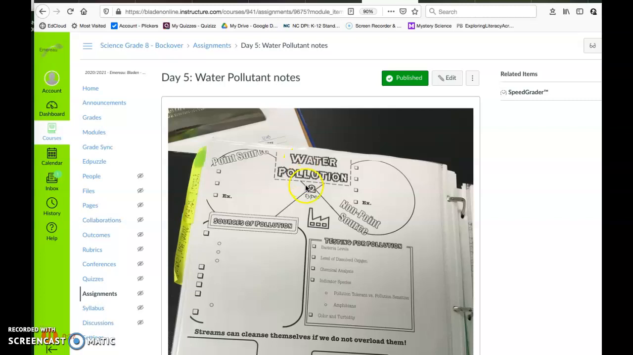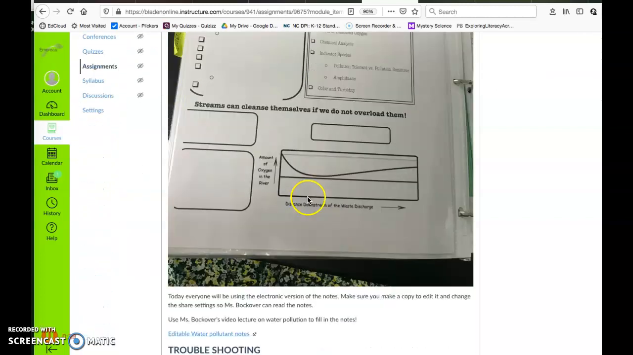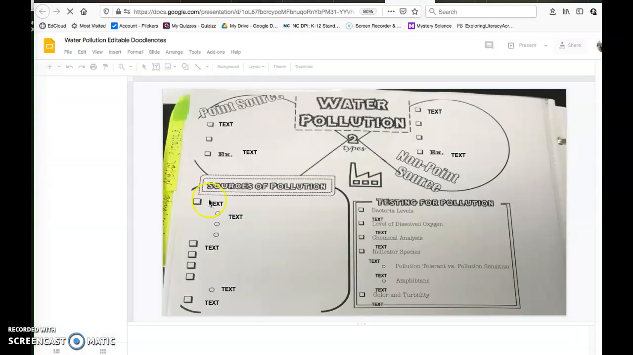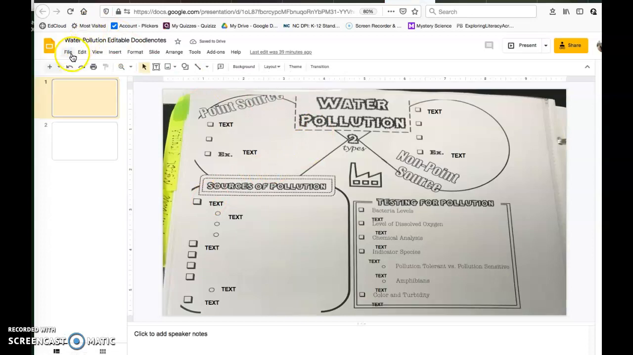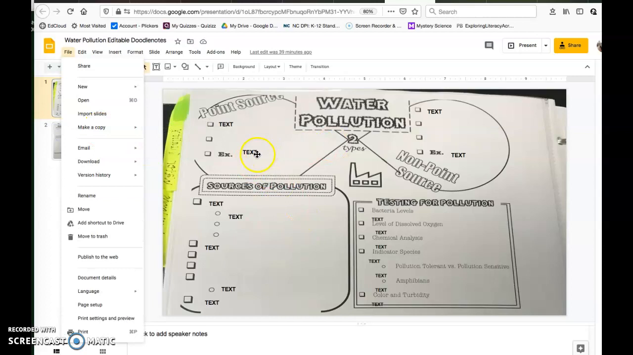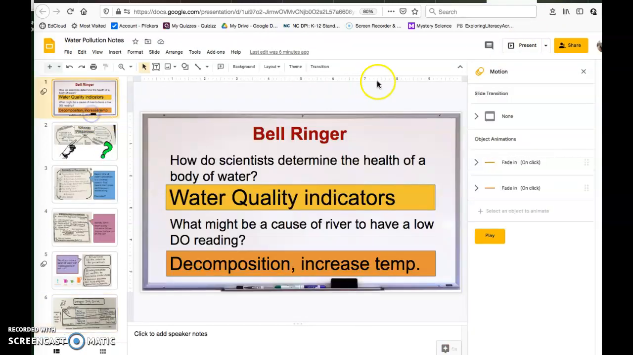So you're going to go to these notes, and I apologize, none of you actually have these printed out. You're going to want to go to the editable water notes, make sure you file, make your own copy, and then you're going to type in these little text boxes right here. But until then, sorry about flashing the answers to you.